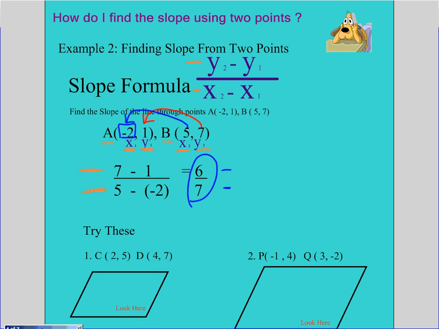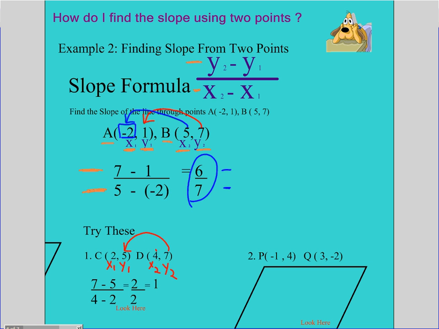For this example, once again, I said I love arrows, so I would label this x1, y1, x2, y2. On the top, I have 7 minus 5. On the bottom, I have 4 minus 2. That simplifies down. 2 out of 2 is really better known as 1. And so our slope, it doesn't matter if I'm plotting a point and going up 2 and over 2, it'd be exactly the same thing.